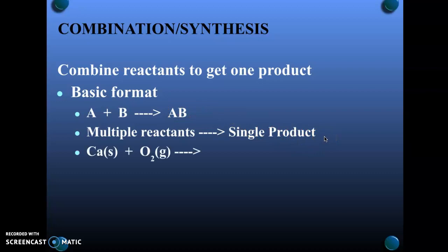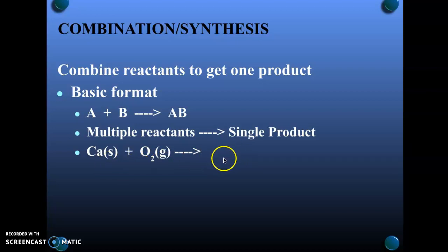So here's one example that we'll work through together, and then you'll have an opportunity to try some of these out. Here are the two reactants: we have just calcium, and we have oxygen. Oxygen is diatomic. That's what has that subscript 2. So when we put these together into a single product, we have to make a compound.